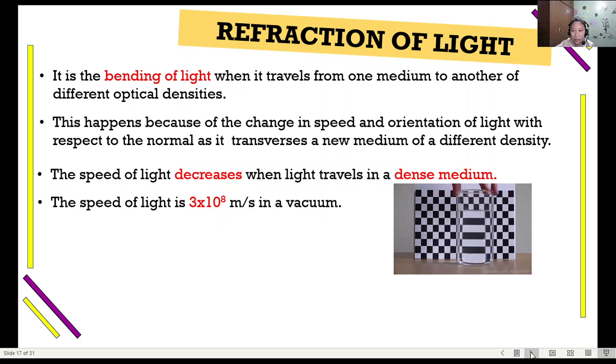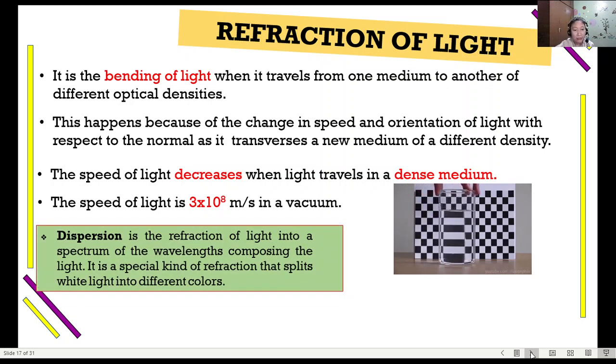So, yan yung example. Nakikita nyo gumagalaw how the light bends. So, nakikita nyo siya na parang nababali. Ayan. So, tumatama yung incident light ray and then the refracted light ray.